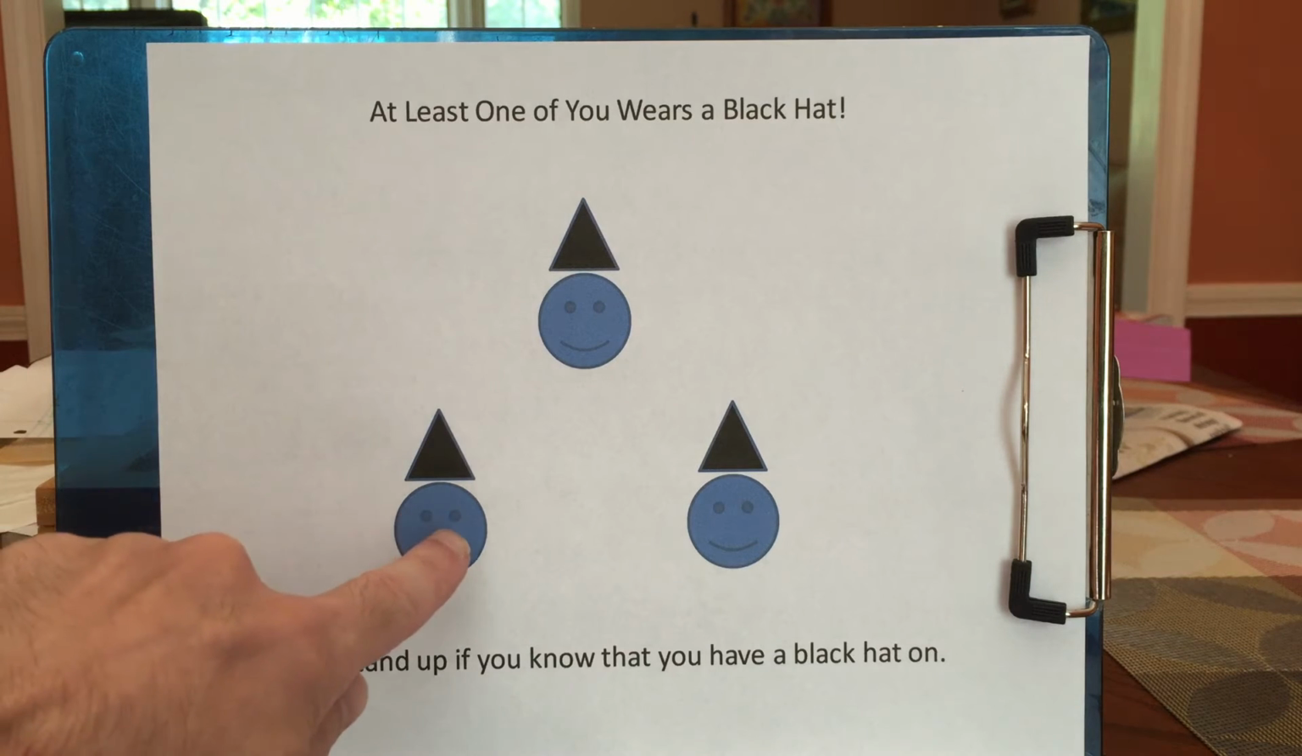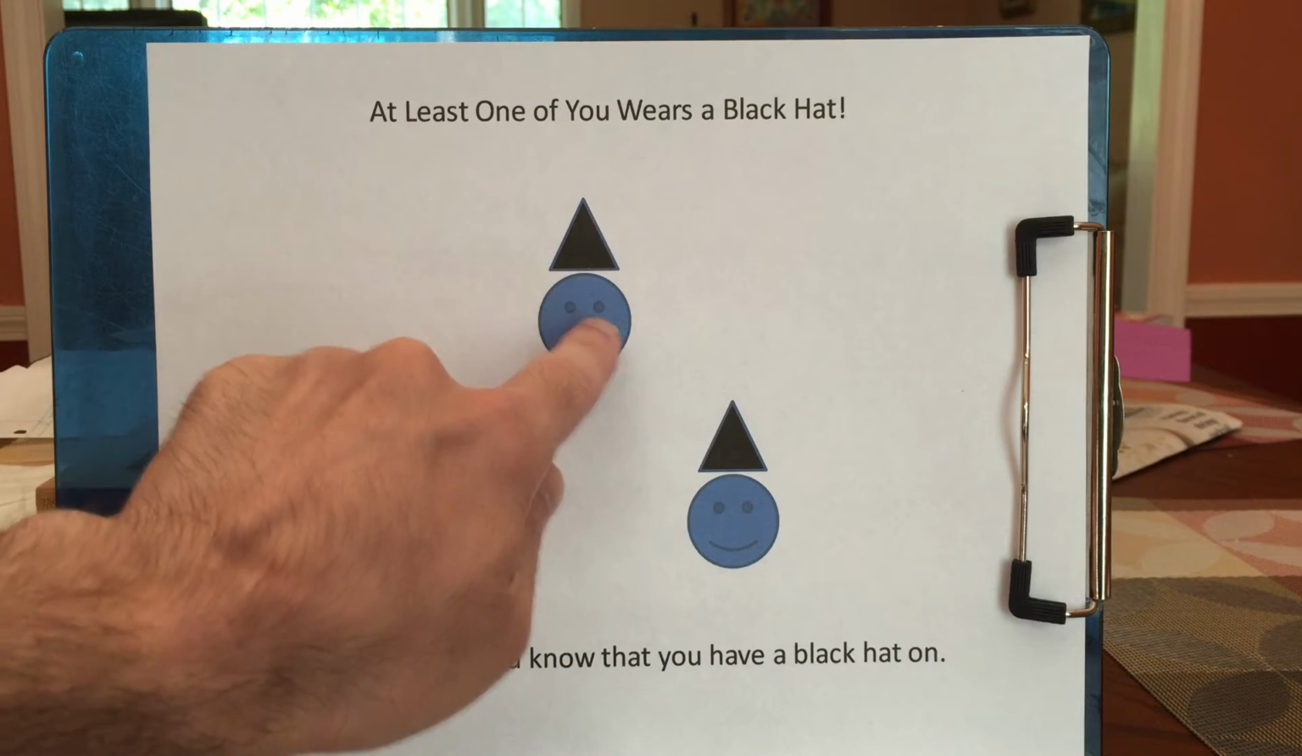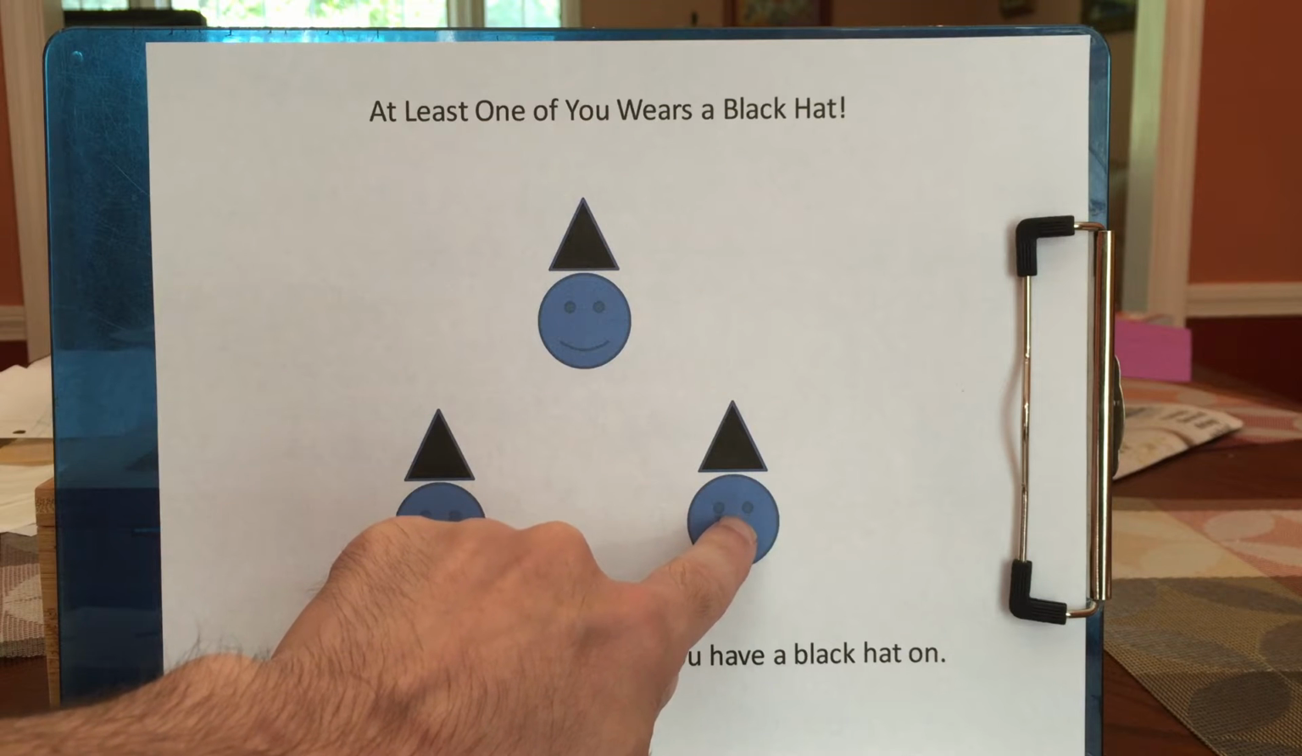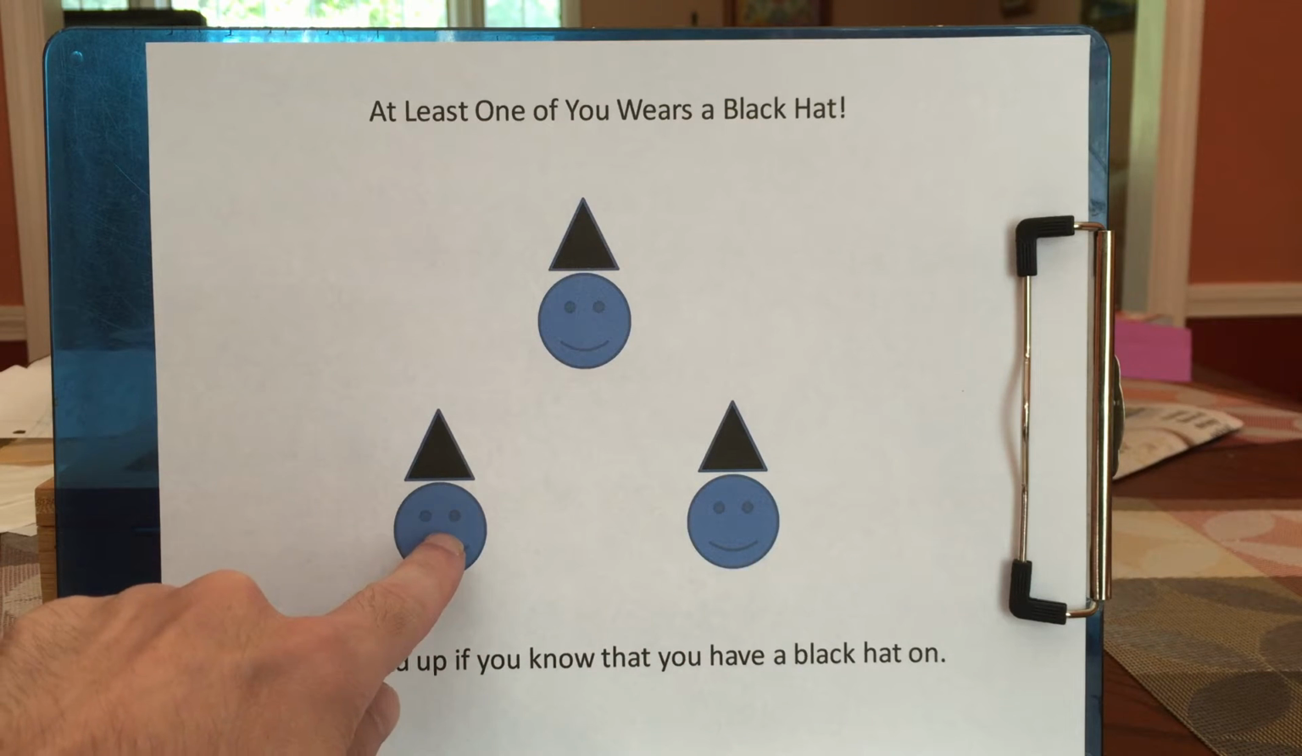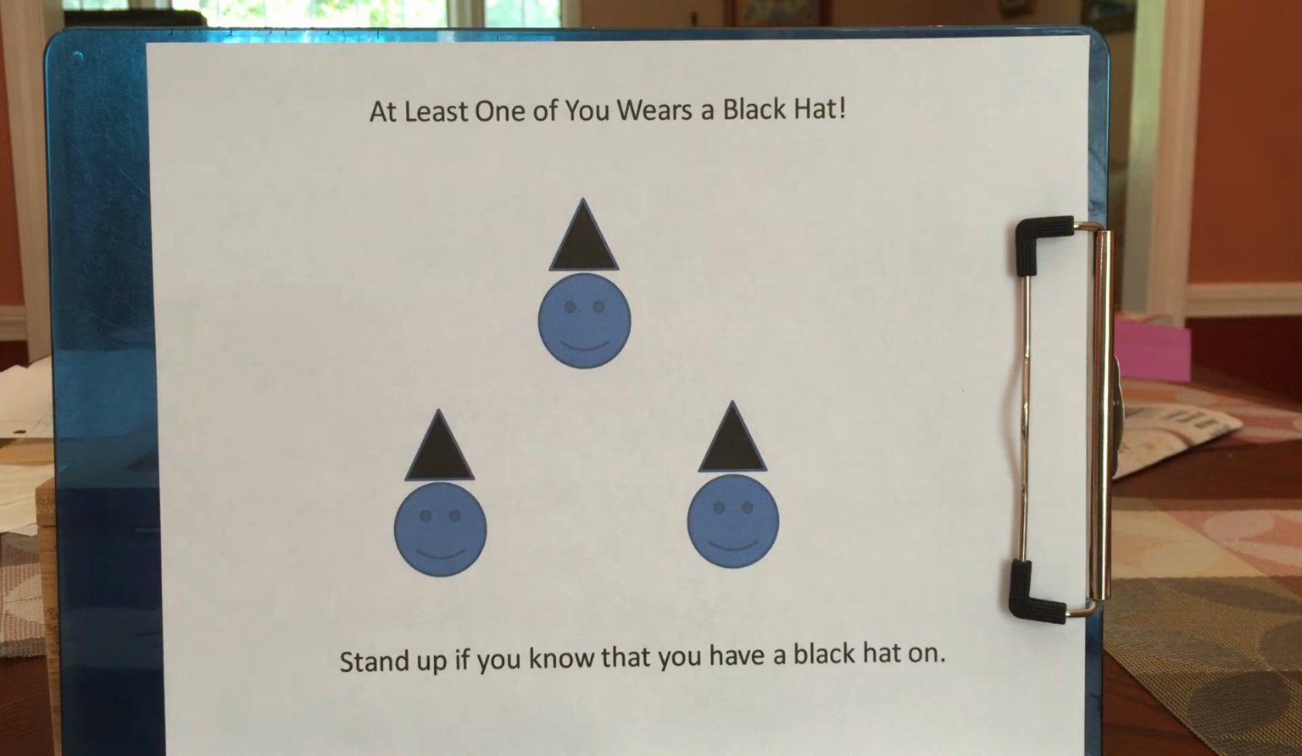So this guy can see that this person's wearing a black hat and this person's wearing a black hat, but doesn't know if he himself is wearing a black or white hat. So in reality, as in this diagram, everyone is wearing a black hat. So each of the three people sees two other people are wearing a black hat, but is uncertain if he himself is wearing a black or white hat.